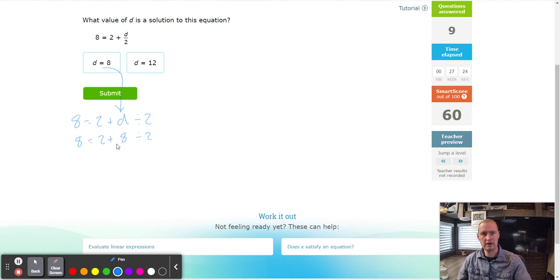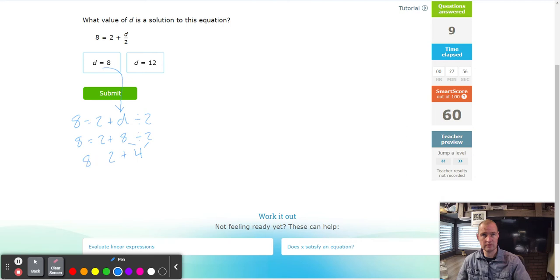Okay, now I got on the right side 2 plus 8, but wait a minute. We have an order of operations question here. We got add and division. According to order of operations, we should divide first before adding. So one more time, divide first before adding. So 8 divide 2 is 4. So again, order of operations, we should divide first before adding. Then we bring down 2 plus 4.